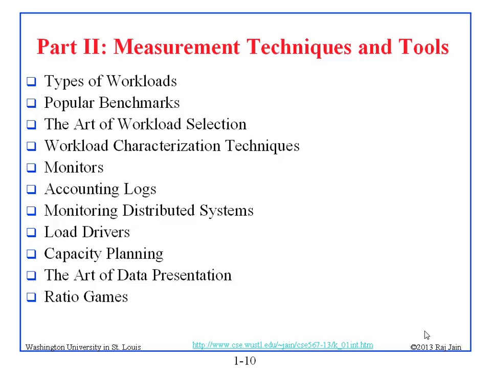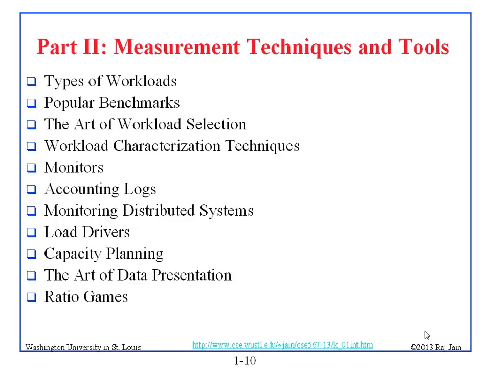Monitoring distributed systems. That's basically a problem because every system, one system is here, one is over there. How do you coordinate and all that? Load drivers. And then the last problem in measurement is that you really have to drive a system with thousands of users. So let's say you're designing a system for Facebook. They have millions of users. Maybe a billion, I don't know.